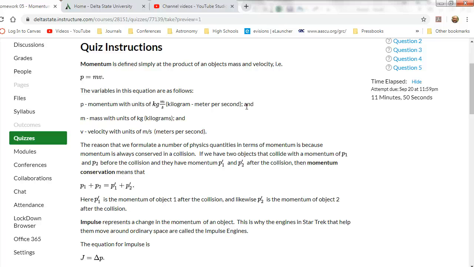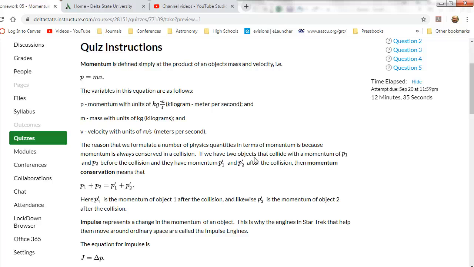The reason we talk about momentum and the reason we emphasize momentum in physics a lot is because momentum is conserved. So if a collision happens, I've got two objects with momentum P1 and P2 before the collision, and then after the collision, after they've run into each other and whatever has happened, they now have momentums P1 prime and P2 prime. Then momentum conservation means that the sum of the momentum before the collision equals the sum of the momentum after the collision. This is a key concept in physics, that momentum is conserved, because momentum is conserved in situations in which kinetic energy is not conserved, something we'll talk about later in the semester.